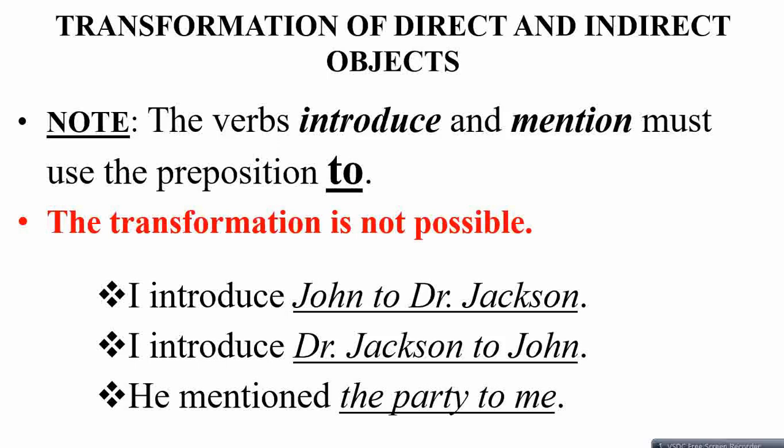Let's see this in an example. I introduce John to Dr. Jackson. It makes sense; you can't change it otherwise, you have to keep it that way. So the preposition is to, and there is no object transformation possible. Second example: I introduce Dr. Jackson to John. In that case, you can't take out the preposition, there is inflexibility here for these two verbs, so you can't flip it anyway. Another example: he mentioned the party to me. So you should be watchful about which preposition goes with which verb, and every verb is not flexible for such object transformation.